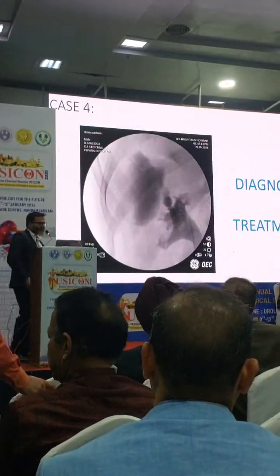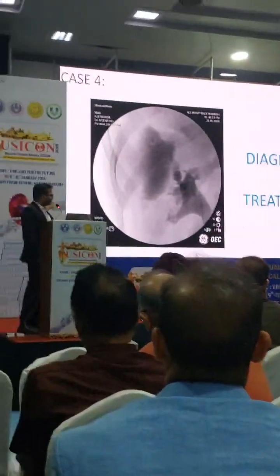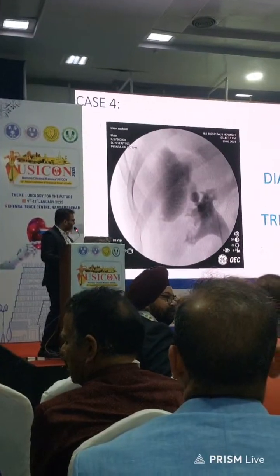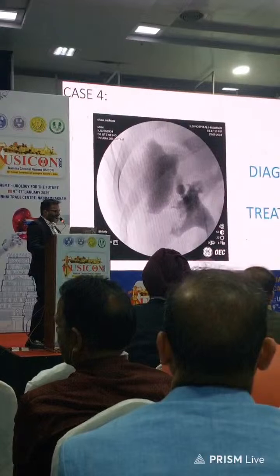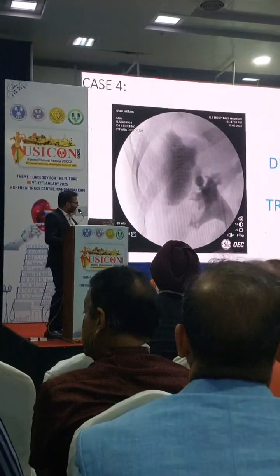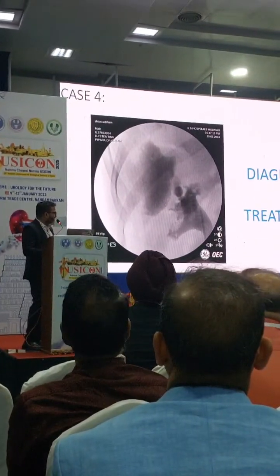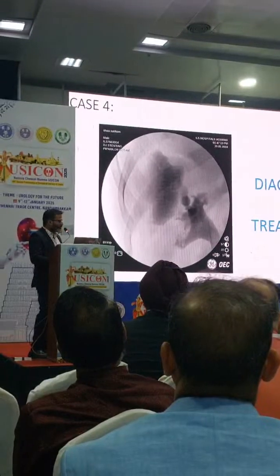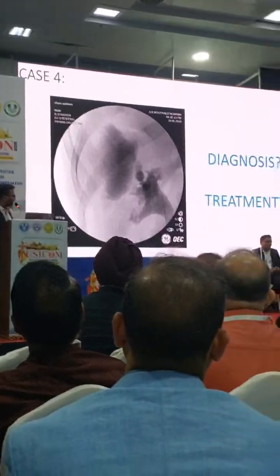So last one, spot the diagnosis and the treatment. This is extravasation. This patient was operated for PCNL. After 1 month, we did an RGP, thanks to Dr. Gautam sir. There is a nephropleural fistula which has been created. So what is the line of treatment for this?